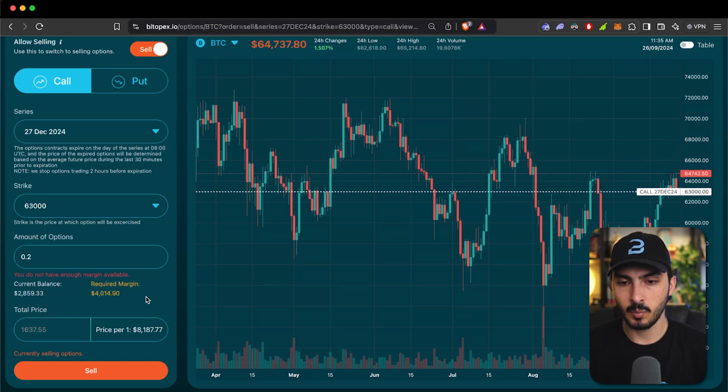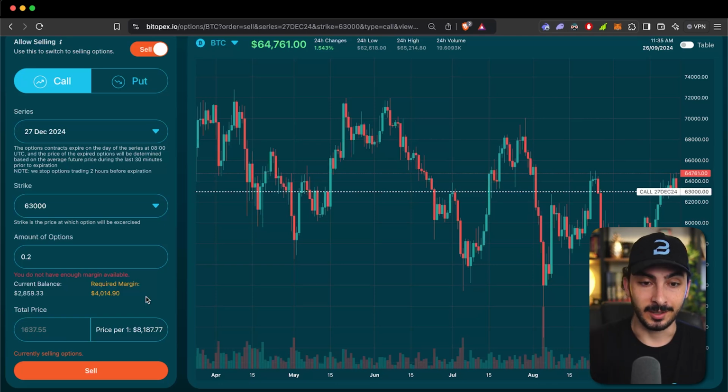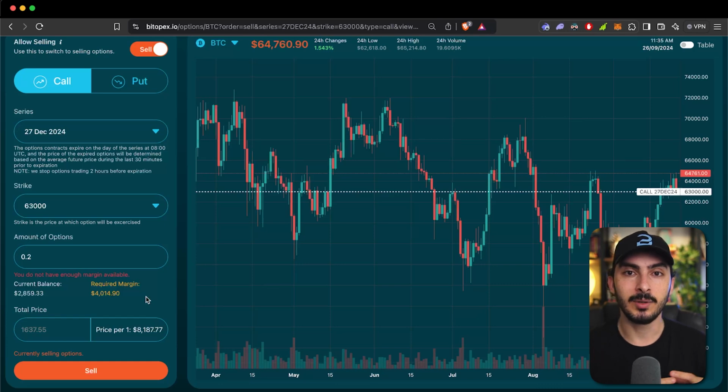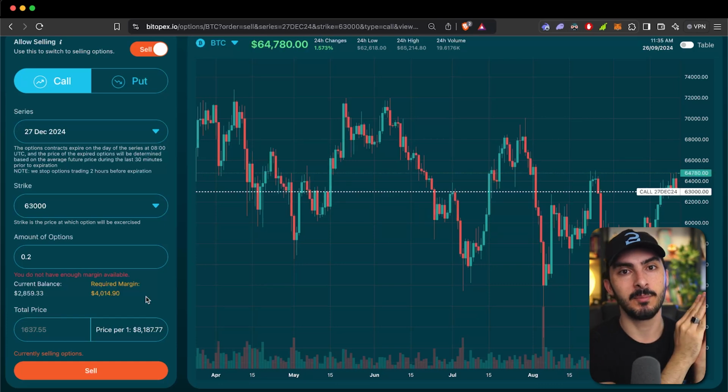But don't worry, we are working on making the portfolio margin for you. So this way you're going to be able to open these strategies together. So you're going to be able to bundle them up together in a group and execute them together at a specific price.